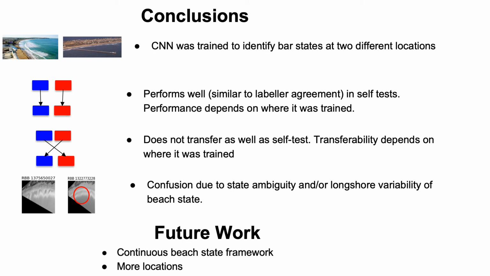So for future work, I'd like to develop a continuous beach state framework. This framework would expect that the nearshore morphology might evolve between states and allow for that. So that means that a beach state wouldn't be discrete, but actually a weighted combination of the different beach states. Additionally, more locations could be included in training to see how well it transfers to other locations and what the training dataset composition would have to look like for adequate skill.